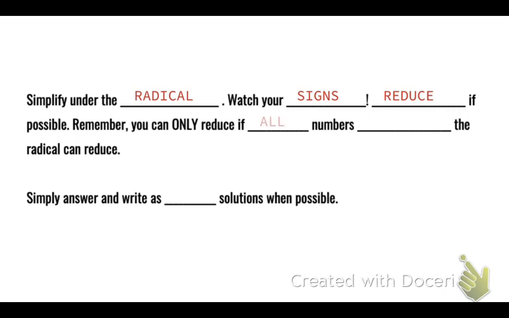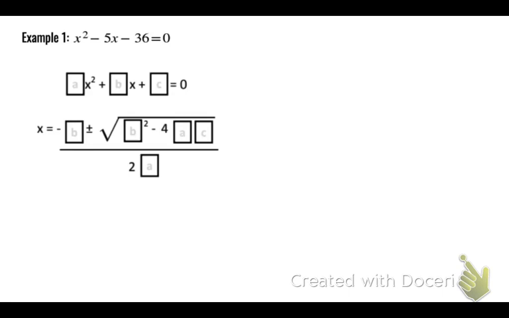Remember that you can only reduce if all of the numbers outside of the radical can reduce. So the number that we're adding and subtracting, the number in front of the radical, and then also the denominator of the fraction. And when it's possible, we do want to simplify that answer and write it as two solutions. So we're just going to work through several different examples.